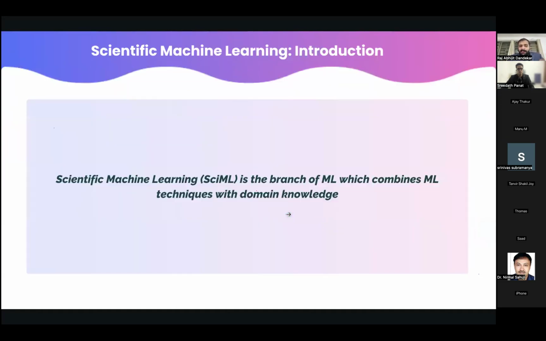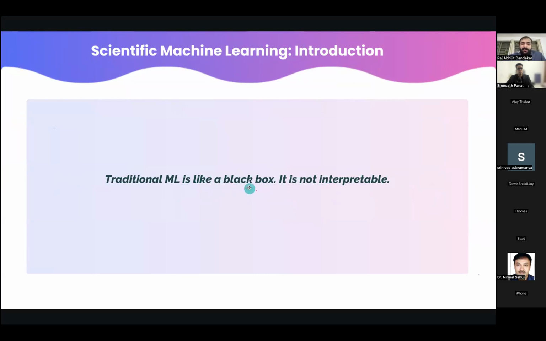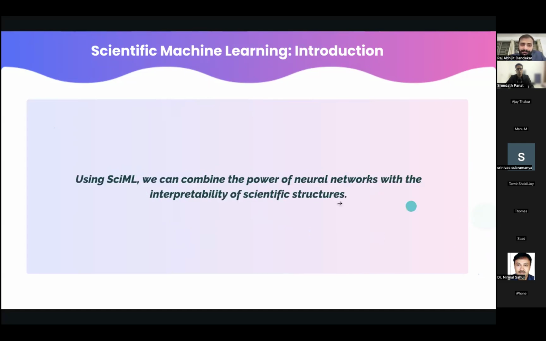So as the name itself implies, scientific ML is that branch of ML which combines machine learning techniques with your domain knowledge. Traditional ML is like a black box, right? It is not interpretable. Scientific machine learning is like shining a torch on this black box. Scientific machine learning is asking the questions to the black box regarding, oh, why are you working the way you are working? Can I try to understand some underlying meaning behind why the ML model is working. As engineers, we always like to ask the question why, and we cannot really ask it to traditional ML. But in scientific ML, since we are integrating physics and engineering knowledge, machine learning models become much more interpretable. So essentially, we are combining the power of neural networks with the interpretability of scientific structures.